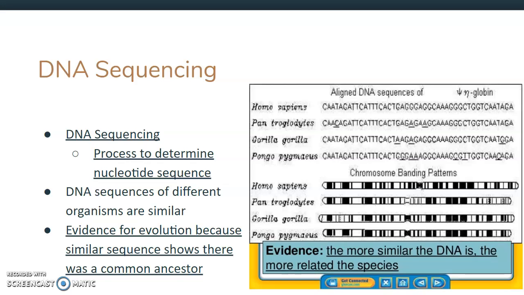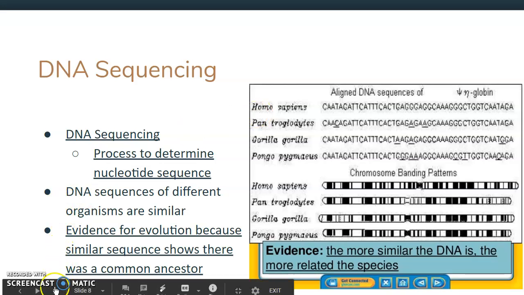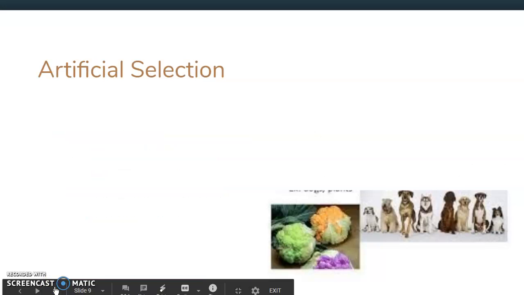Our anatomy is very similar, and even some of the fossils that we've been able to find of Homo sapiens when they were first split to be a new species can be found. So very interesting. It's very complicated, and we're going to learn a little bit about it more, but I thought I would introduce it now. And then our last way is artificial selection.